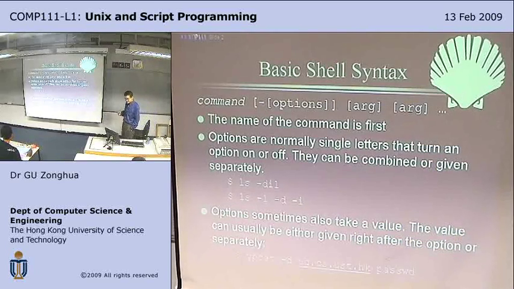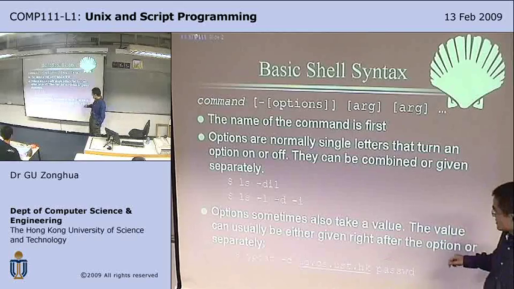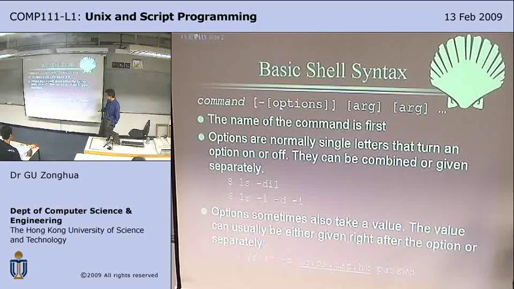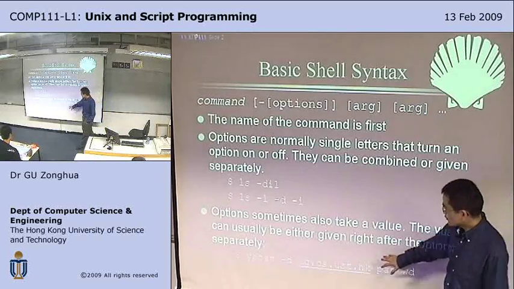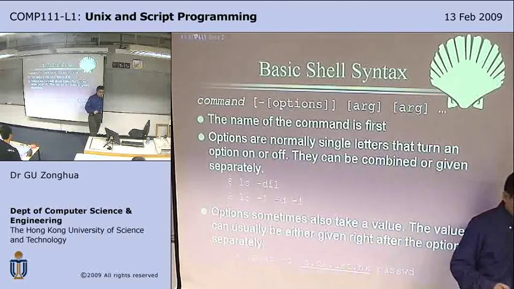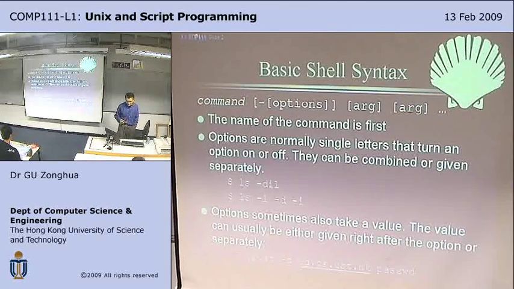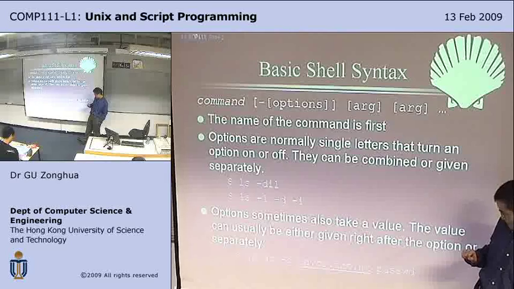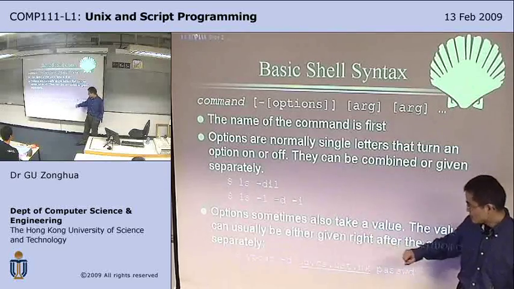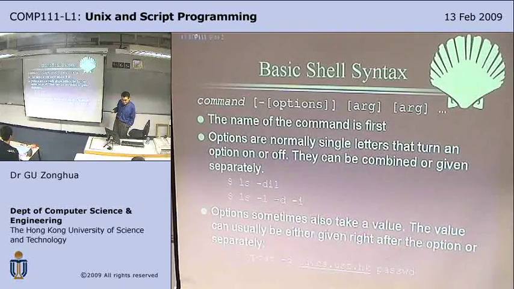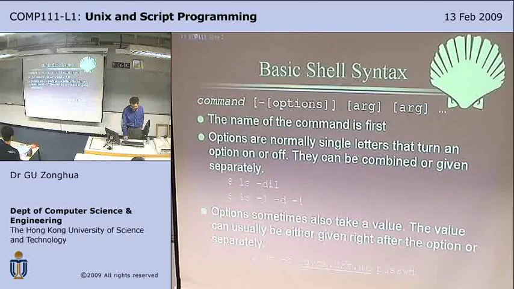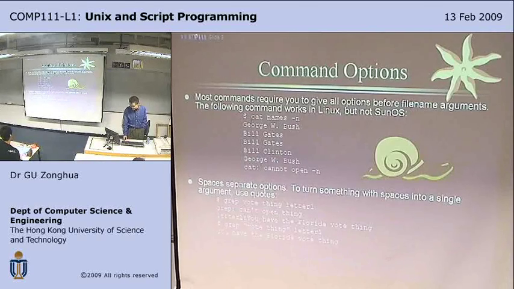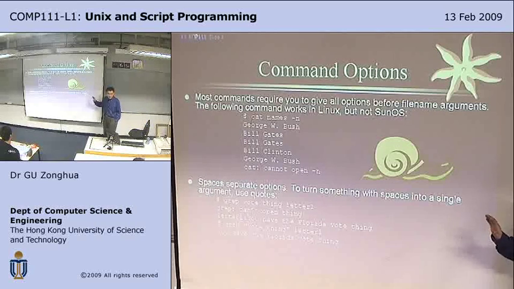So options sometimes can take a value. The value can be either given right after the option or separately. So this is the ypcat command, which is a yellow pages lookup command, which is not really used nowadays. It's really an old command. With a -d option, with the argument after -d as the value for the option. So most commands require you to give all options before file name arguments.